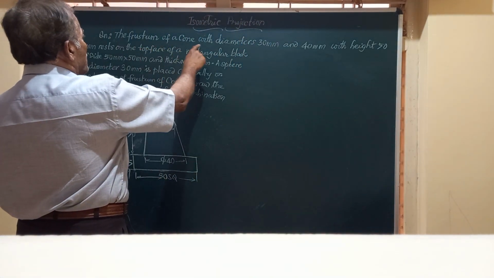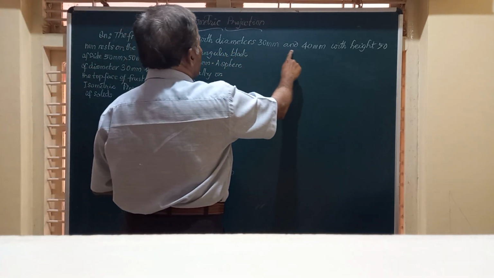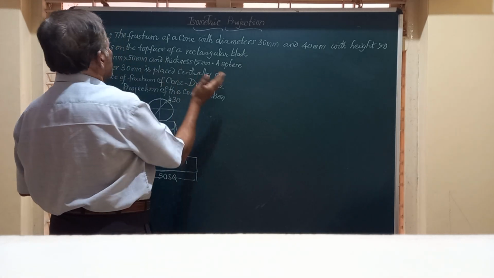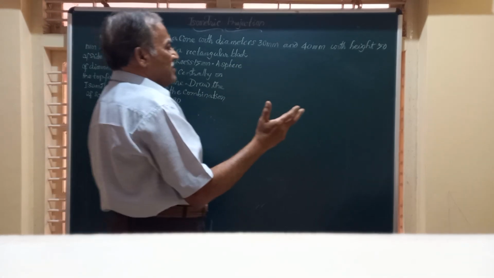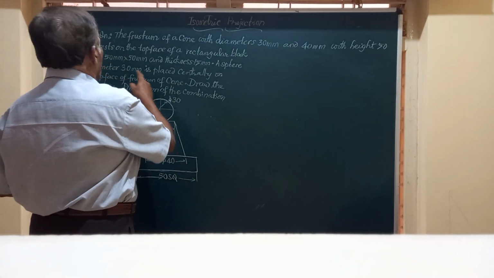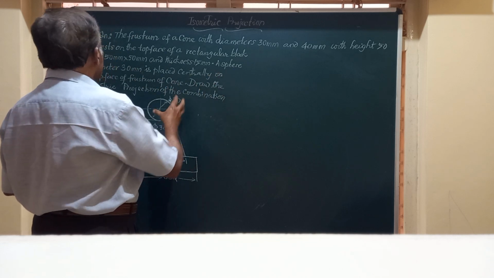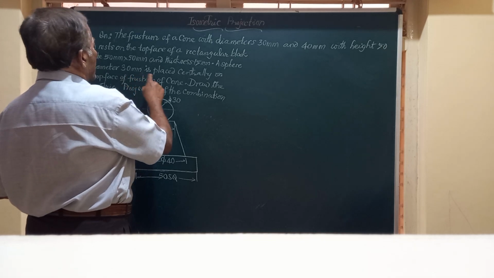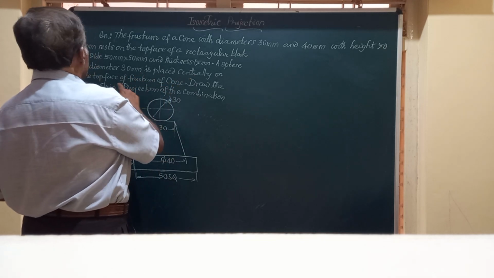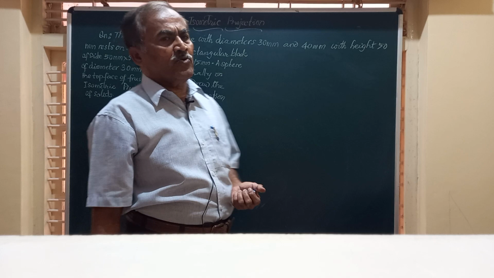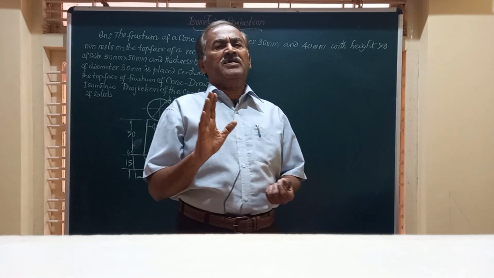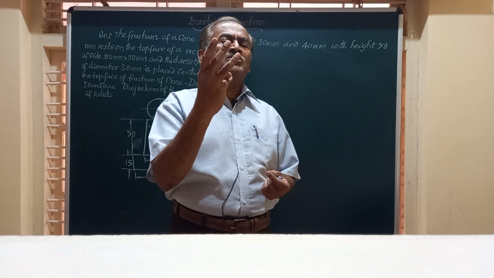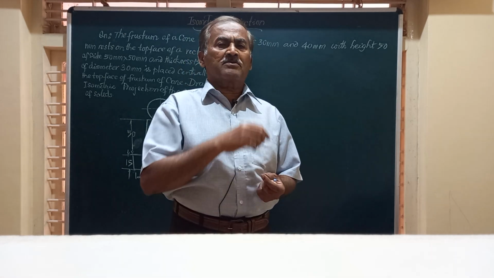The frustum of a cone with diameters 30 and 40 with height of 50 rests on the top surface of a rectangular block of dimension they are given. A sphere is placed on the 30 diameter centrally on the top surface of the frustum of a cone. So basically, friends, there are three different objects which are placed one over the other.